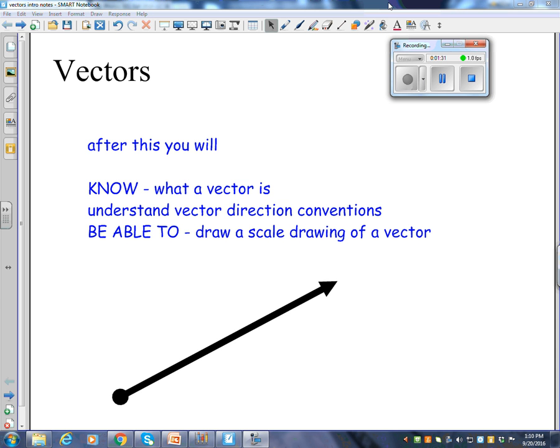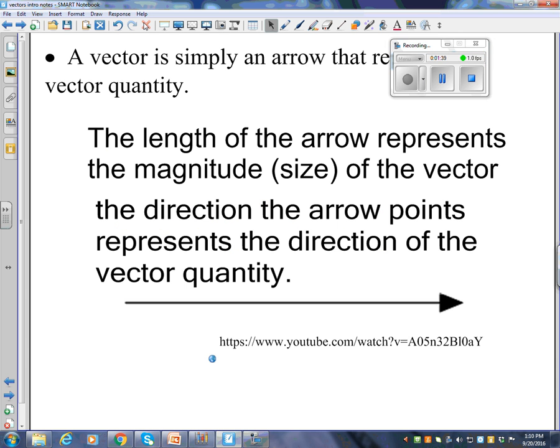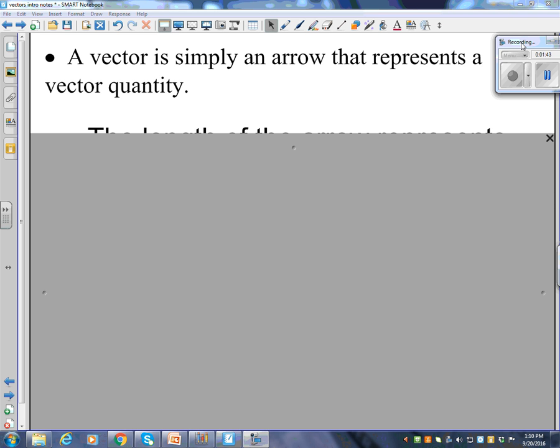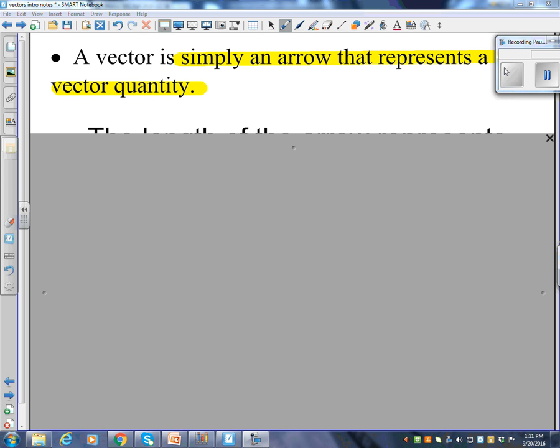Okay, so you have a handout in front of you, right? Notes, if you will, and you're just going to fill in bits and pieces as we go. Okay, let's get into it. It's kind of a cop-out. A vector is simply an arrow that represents a vector quantity. A bit of a cop-out, really. A vector is simply an arrow that represents a vector quantity.